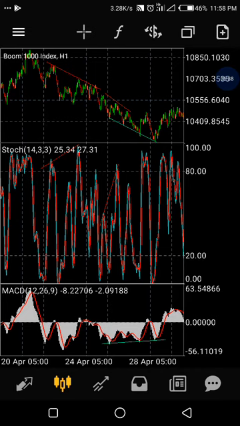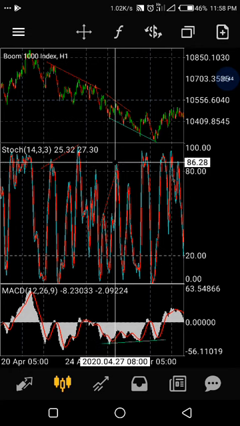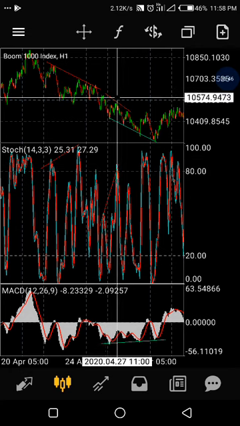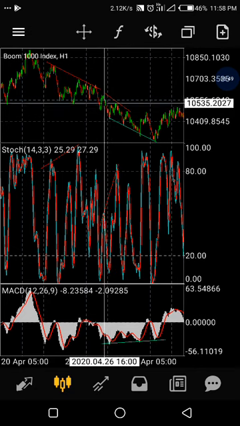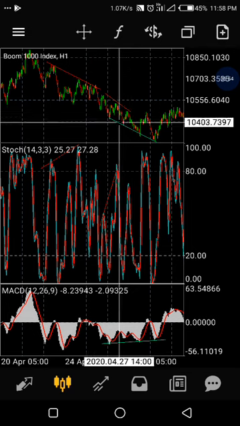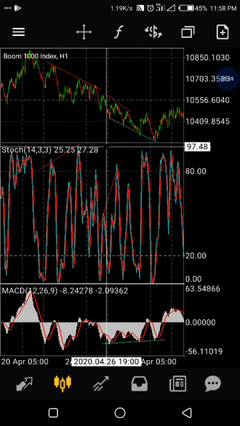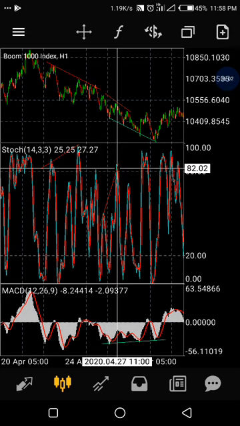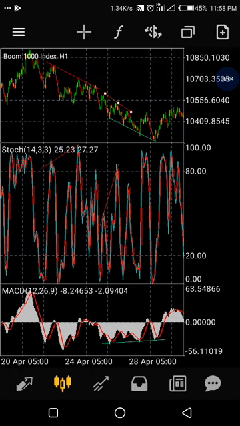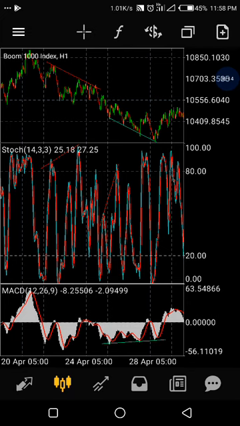Looking at this indicator, we will see that here there's a lower low and a higher low. If we look at it, we'll see it, here and here. So that is a negative divergence. Sorry about that. That is a negative divergence.